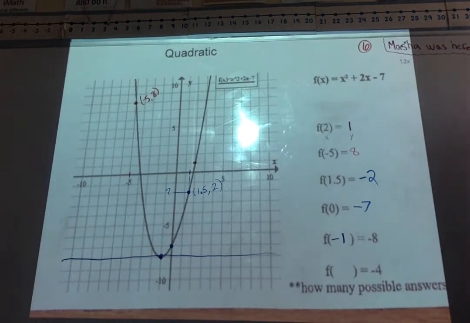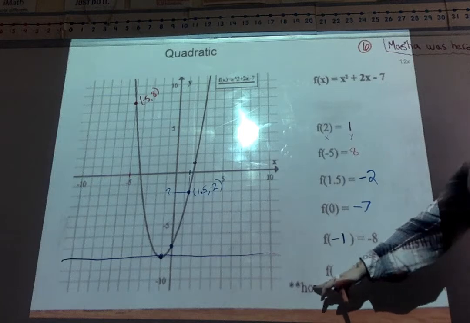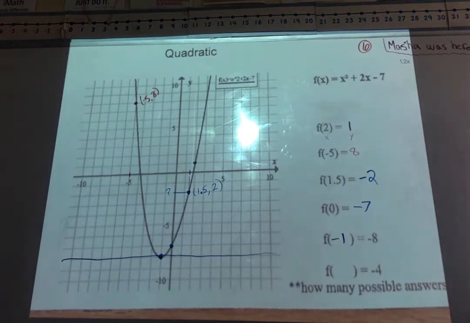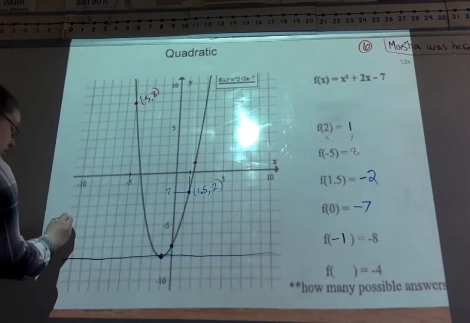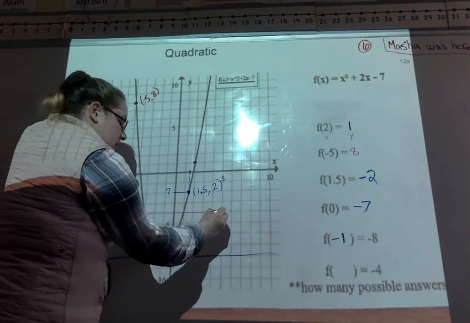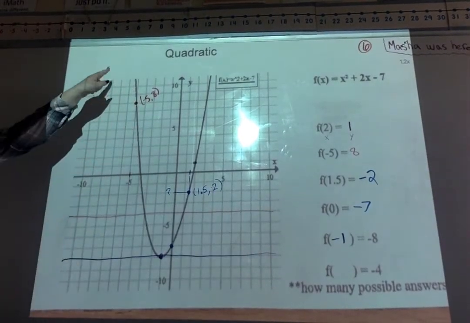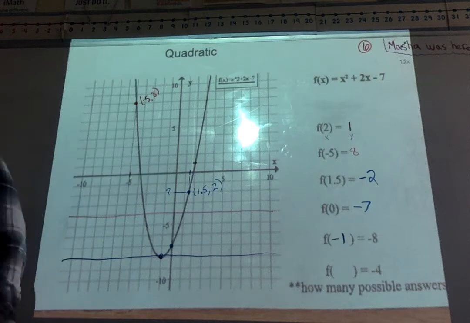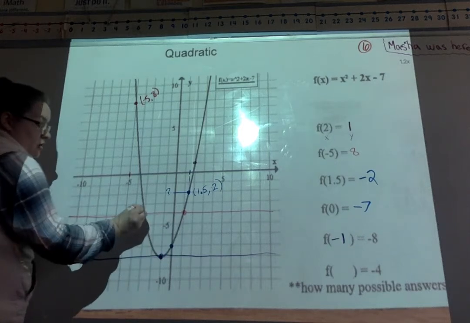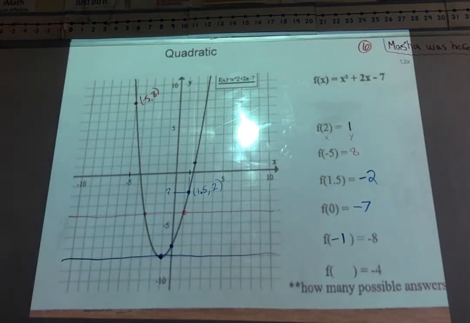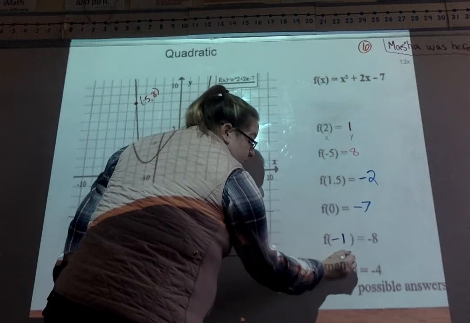But look at the next one. It even asks the question, how many possible answers are there? 2. For -4. So if I draw a line at -4, here's -4. How many times does it cross my parabola? Twice. So therefore there are 2 answers. What are those answers? -3 and -1. And 1. And +1.